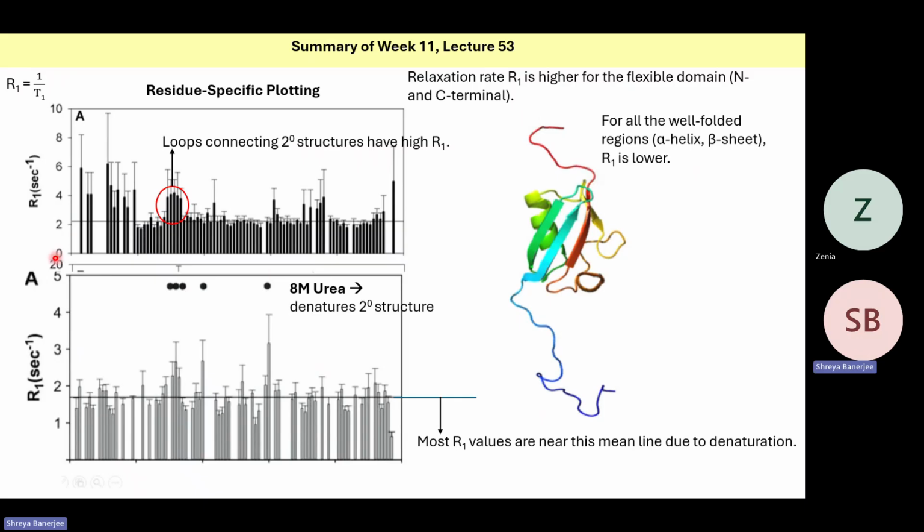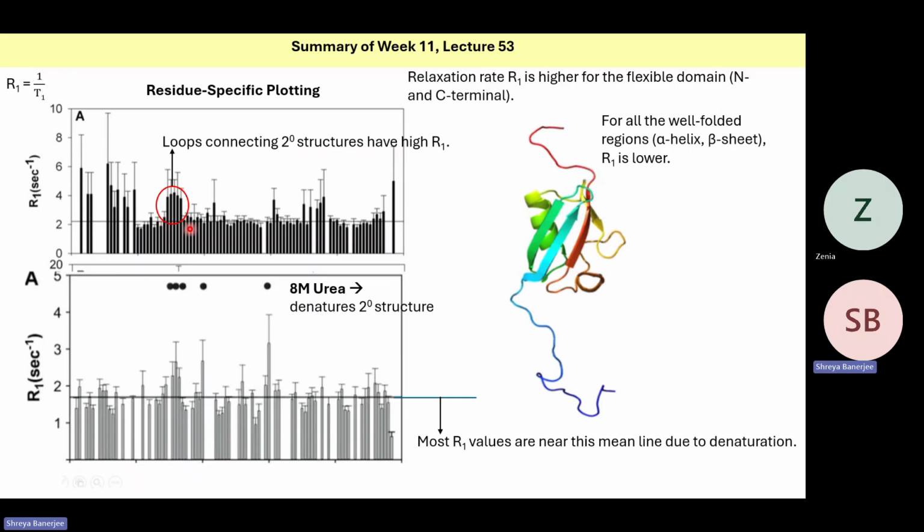You can see on the x-axis, you have residue number, and on the y-axis, you have R1. These residues near the N terminal and these residues near the C terminal, they have high R1. So these are flexible residues in the N and C terminal. Whereas in the core of the protein, they are well arranged into secondary structures. They will have low R1. You can see all these residues, they have low R1.